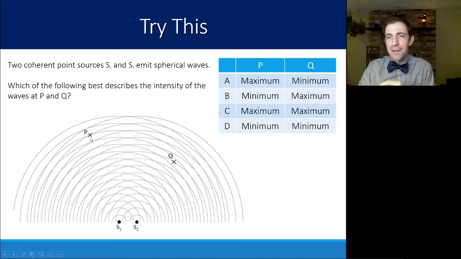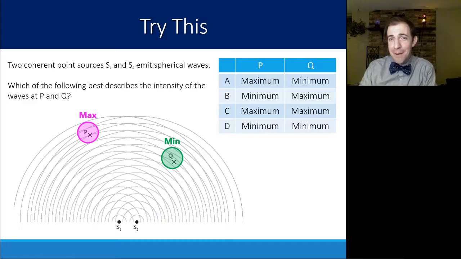So that would mean you're experiencing the compression of each of them at exactly the same time. That would be a maximum. Here, Q is right on the line for one of them and halfway in between for the other. So you're experiencing one compression and one rarefaction. That would give you a minimum.